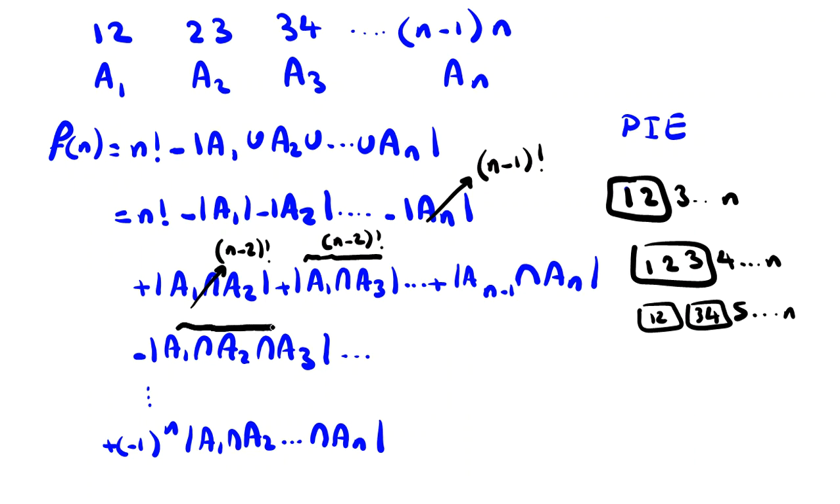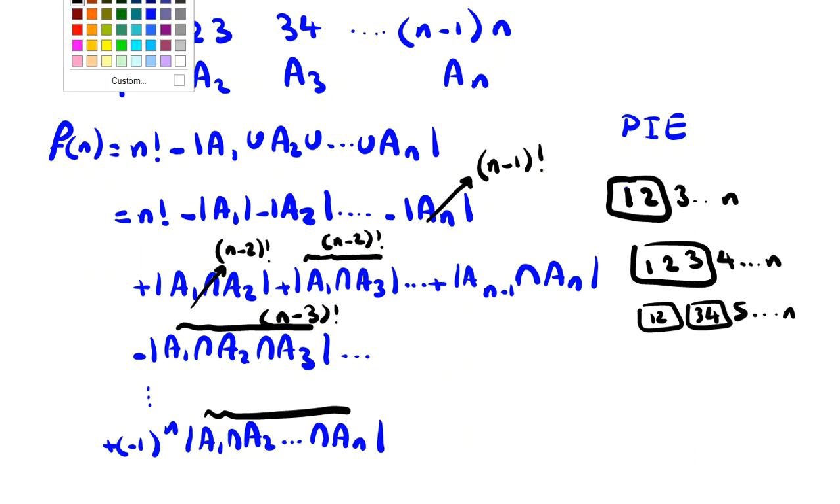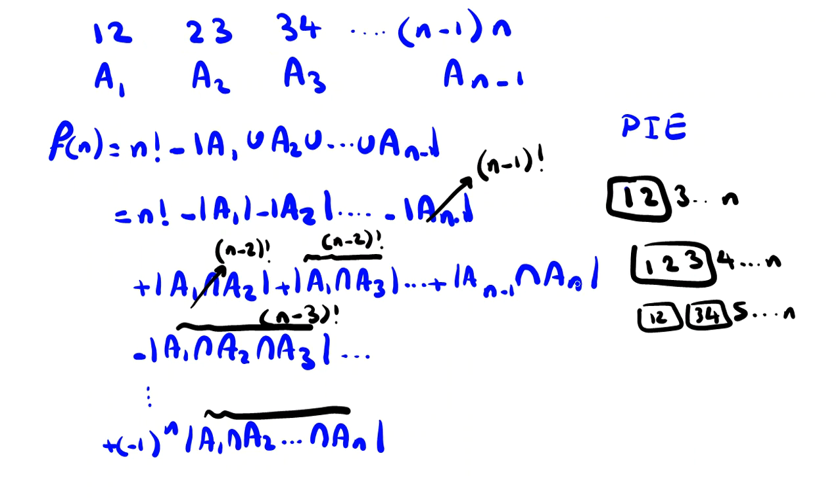So here it will be n minus 3 factorial. And this one will be what? Oh, sorry, let me correct it. It is A(n minus 1), because A1 is for 1, 2, A2 for 2, 3, A(n minus 1) for n minus 1, n. So I should correct it. A(n minus 1), A(n minus 2), A(n minus 1), A3, and A(n minus 1). And it will be n minus 1 factorial.